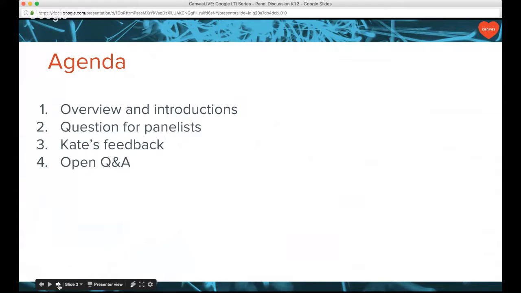The agenda today, we're going to go over an overview and some introductions. We'll introduce our panelists. We have a list of questions for our panelists, and they'll give us their feedback to those questions. We'll talk to Kate, the product manager for the Google LTI, and we'll talk to her about her feedback and some next steps for this particular integration, and then we'll open it up for Q&A.